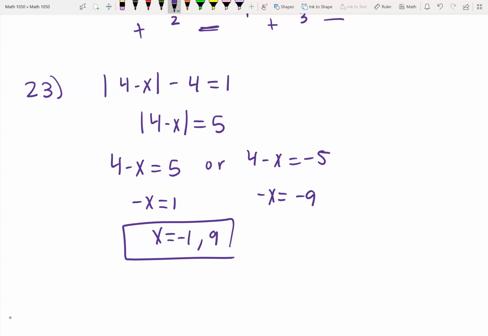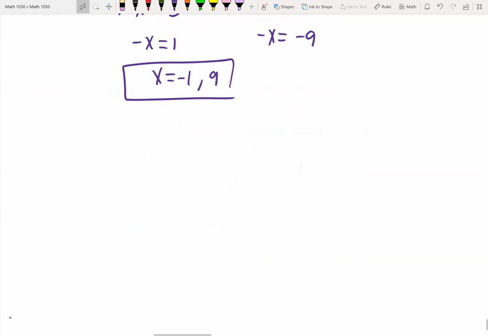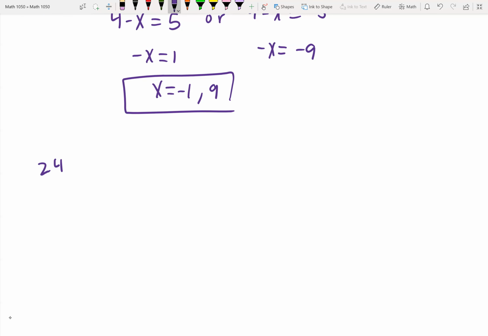You guys, there are a ton of questions on this midterm that are checkable. So if you put in a negative 1 right here, you'd get 4 minus a negative 1, which is 4 plus 1. 5, absolute value 5 is a 5. Is 5 minus 4 1? Yes. Put in a 9. 5 minus 9 is a negative 5. Absolute value of negative 5 is 5. 5 minus 4 is a 1. So right there, in 20 seconds or whatever that was, I checked it. So you really, really, really need to take the time to check these, okay?